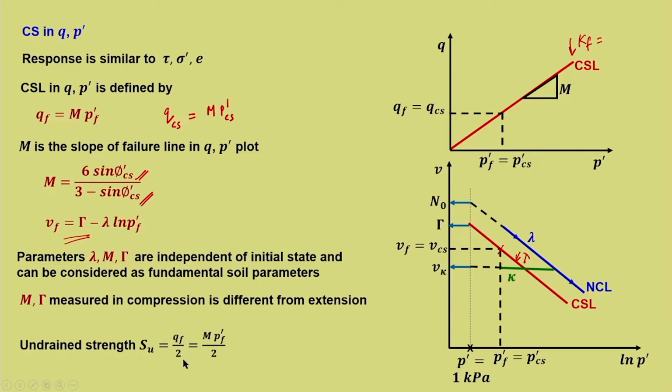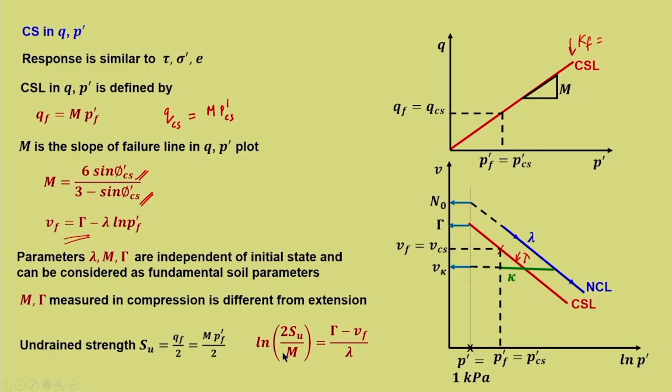Now qf is (sigma 1 dash minus sigma 3 dash), and divided by 2 is the radius of the circle, which gives you the Tresca criterion. So Su is equal to qf by 2, and qf is equal to M into p dash f by 2. So we can also write ln(2Su by M) is equal to gamma minus Vf by lambda, the way we have written previously in terms of log.